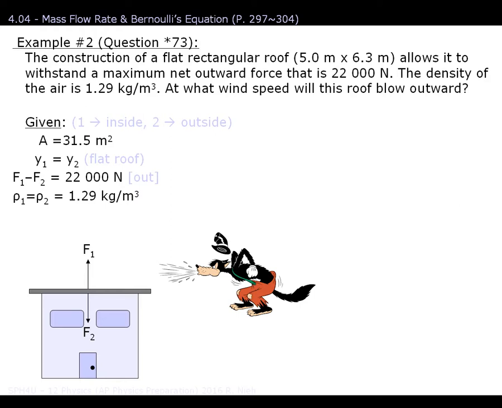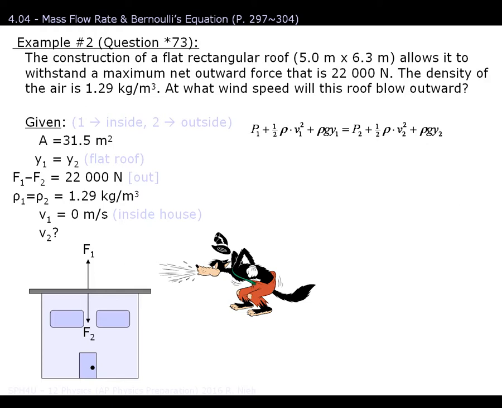Since it's air inside the building and it's regular air outside the building, the density of the fluid is assumed to be constant. Also, the air inside the building we'll take as stagnant or stationary, so the speed of the fluid inside is 0. And now let's try to figure out what minimum speed is required to lift the roof off.